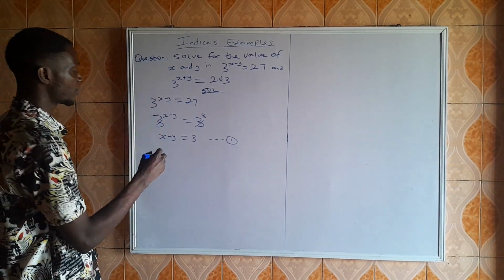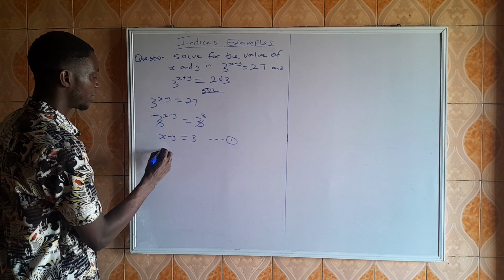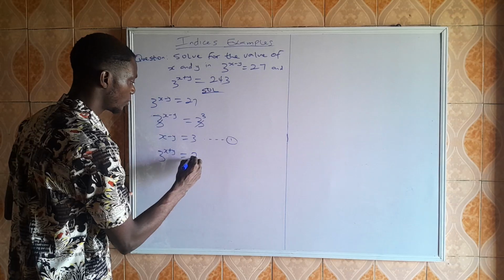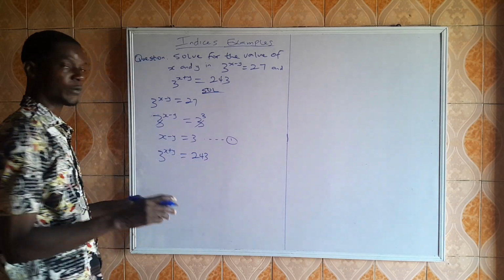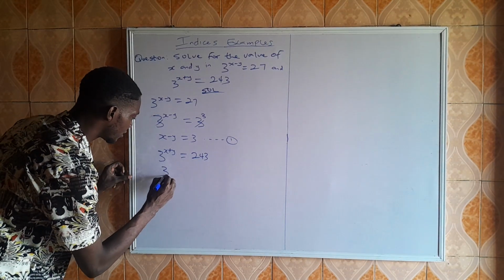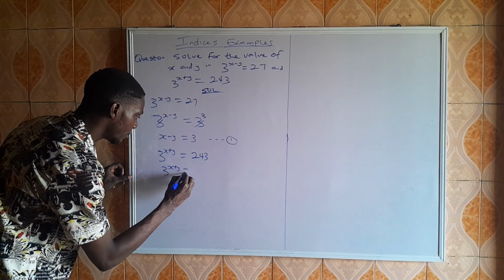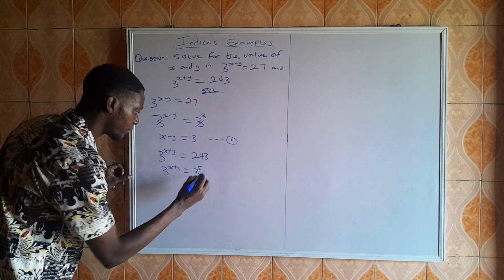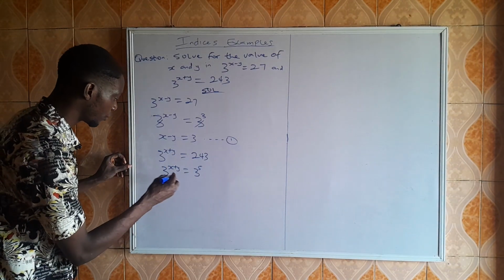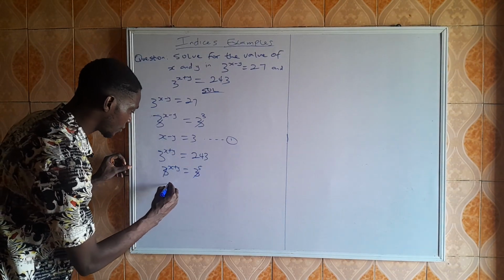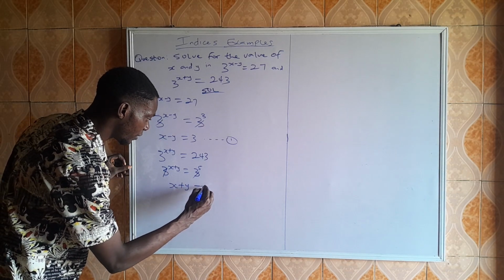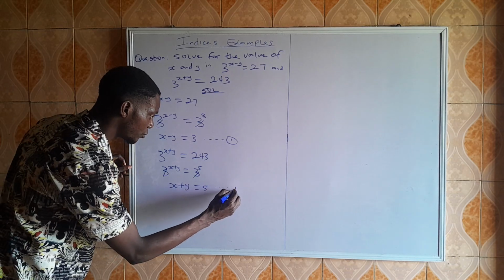Now for the second part, you have 3^(s plus y) equals 243. Now we can also express this 243 in terms of 3. So it becomes 3^(s plus y) equals 3 raised to power 5. Your 3 raised to power 5 is equal to 243. So here also, 3 can cancel 3. So you have s plus y equals 5. So let's call this equation 2.